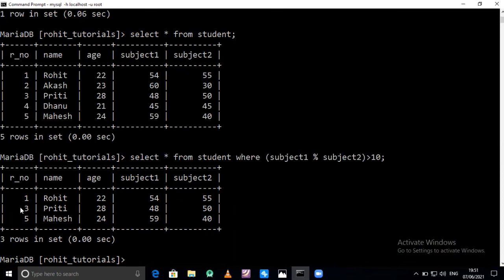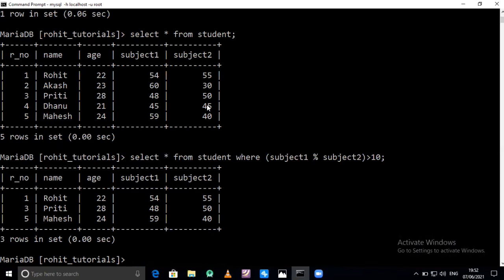What about others? Roll number 2 and roll number 4. Roll number 2 Akash. 60 modulus 30, we are getting the value 0 because 30 into 2 is 60, so that's why we are getting the value 0. Next is Dhanu, roll number 4, 45 modulus 45, again we are getting the value 0 because 45 completely divides 45, so that's why we are getting the value 0.